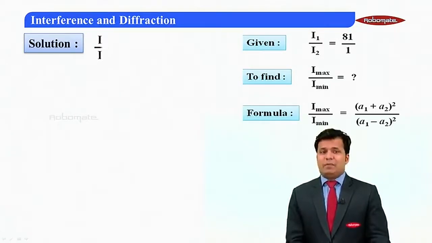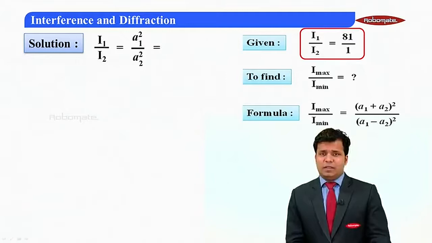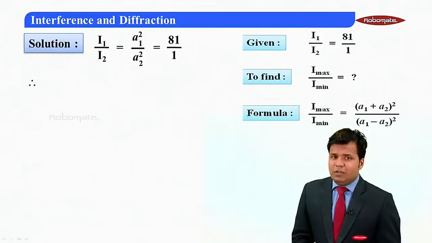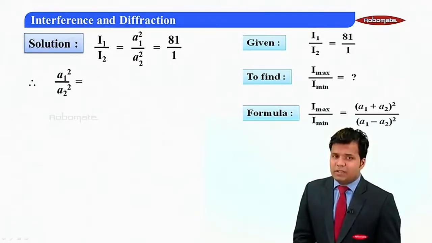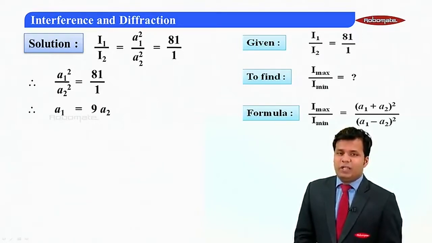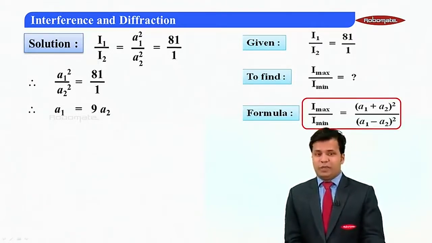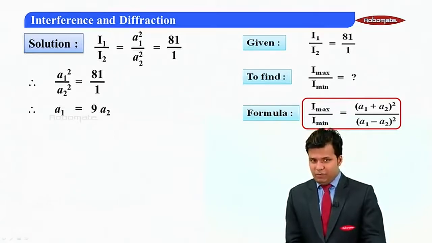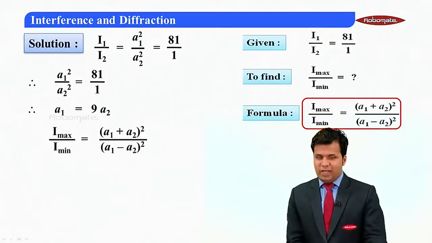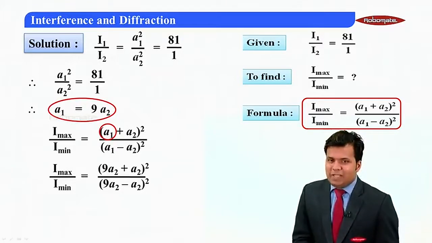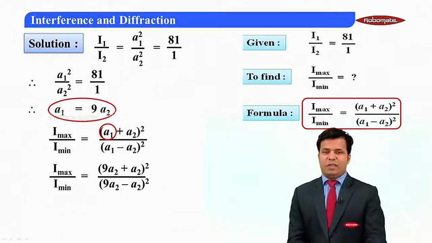Now, let us use this formula. We can say that I1 upon I2 is 81:1, and therefore A1 square upon A2 square is 81:1. Now, we are having square of something, so let us take the square root. On taking square root, A1 would be equal to 9 times of A2. This is the value of A1 in terms of A2. We can substitute this in the formula, wherever there is A1, substitute it as 9 times of A2. And I max upon I minimum now would look like (9A2 plus A2) whole square upon (9A2 minus A2) whole square.